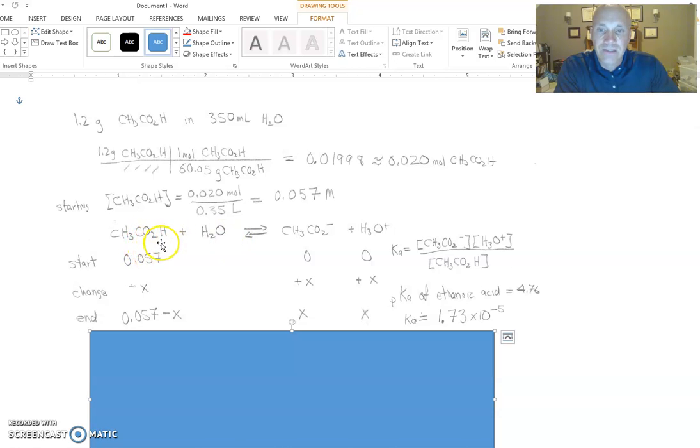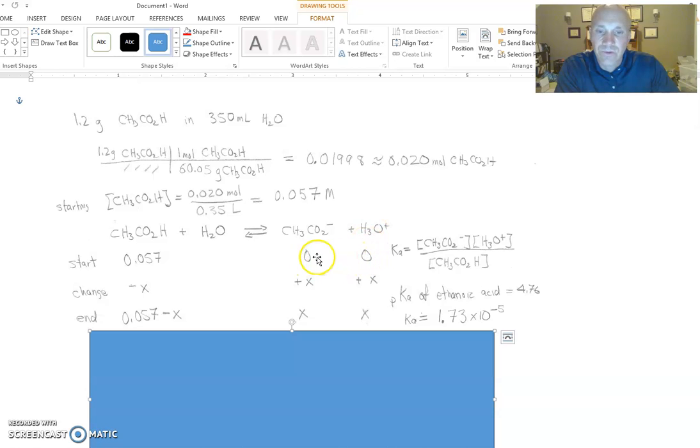But as time goes on, this reaction is going to occur, and we're going to end up with a certain amount of this and a certain amount of this. So at the very beginning, this would be the concentration of acetic acid. This would be the concentration of your A minus, and this would be your H3O plus.